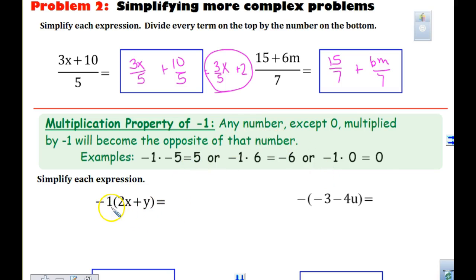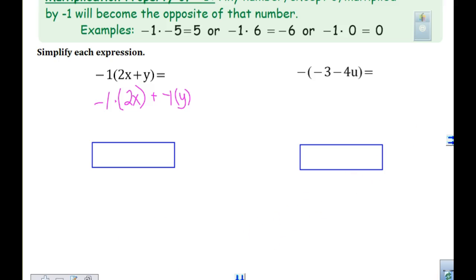So if I have -1 times 2x plus y, if I'm looking at the opposite of that, this is what we're really thinking of doing. We are taking -1, I want you to write this down. We don't always have to have this. We're taking -1 times 2x, right, plus -1 times y. Write this, please. Some of you aren't writing anything. I need to see your pencils moving.